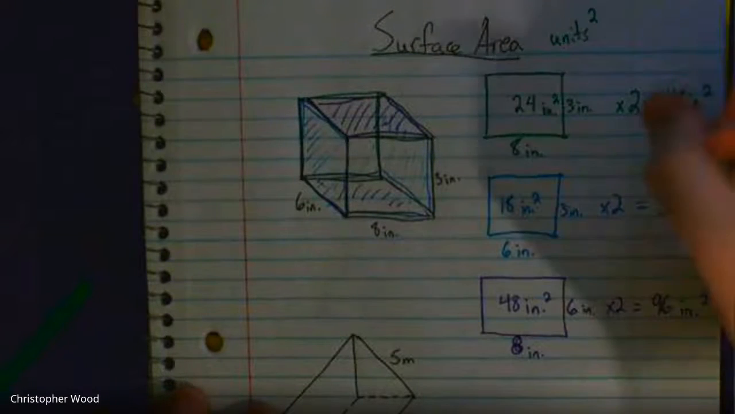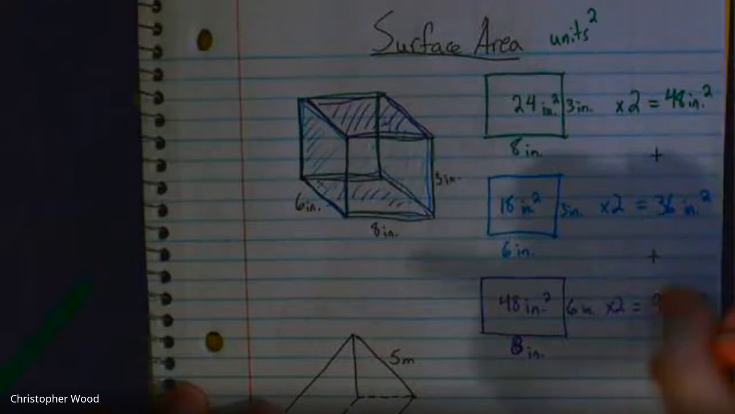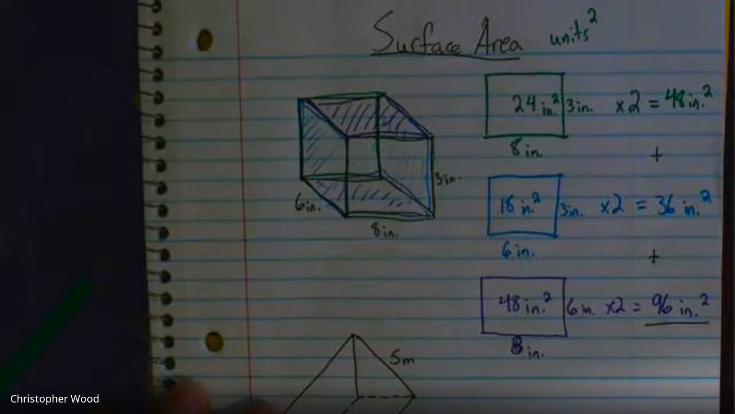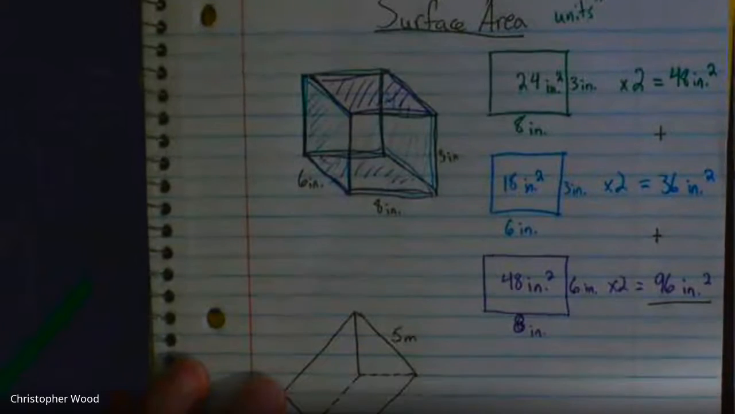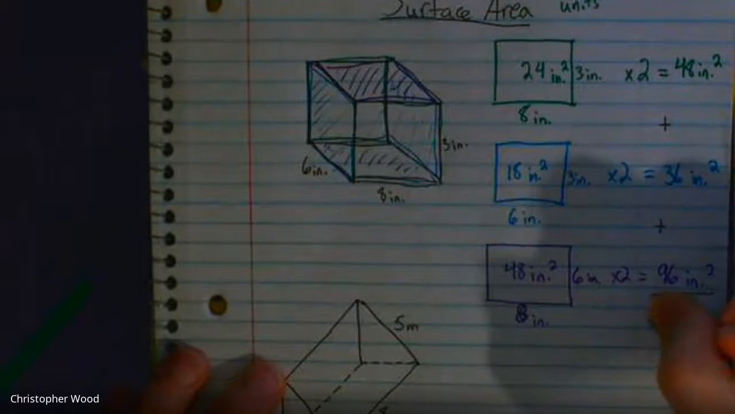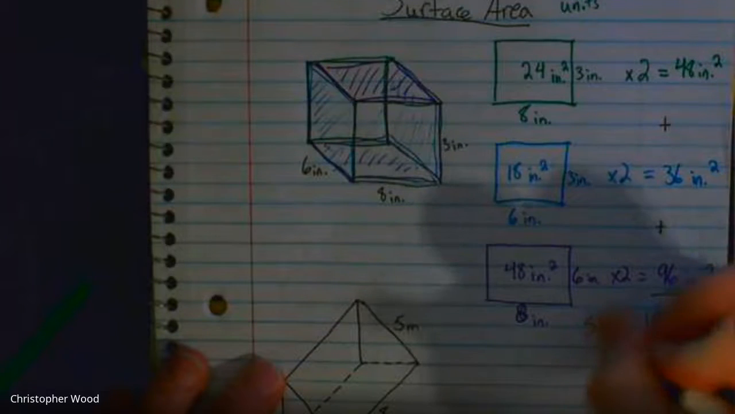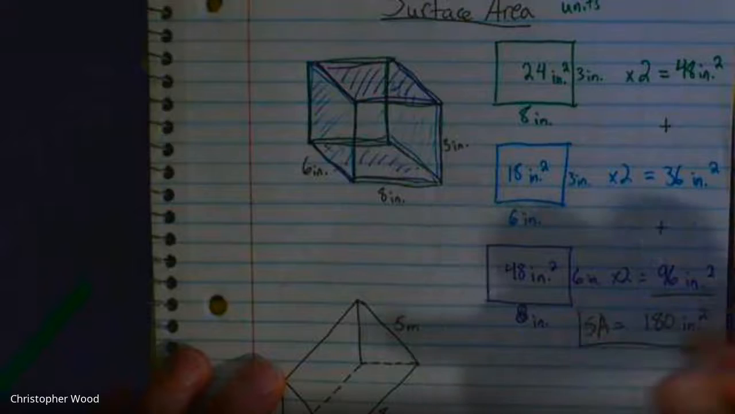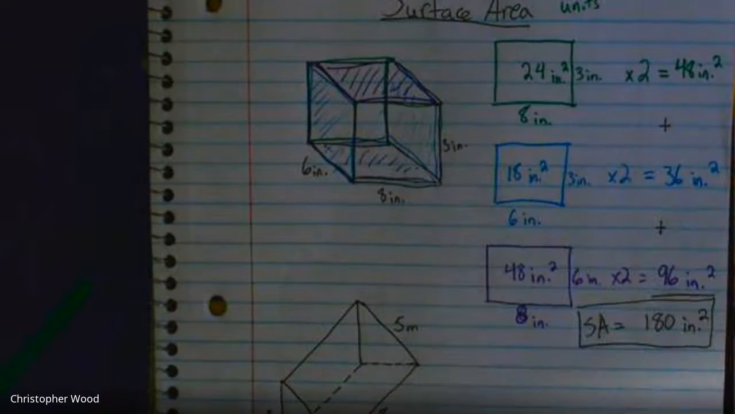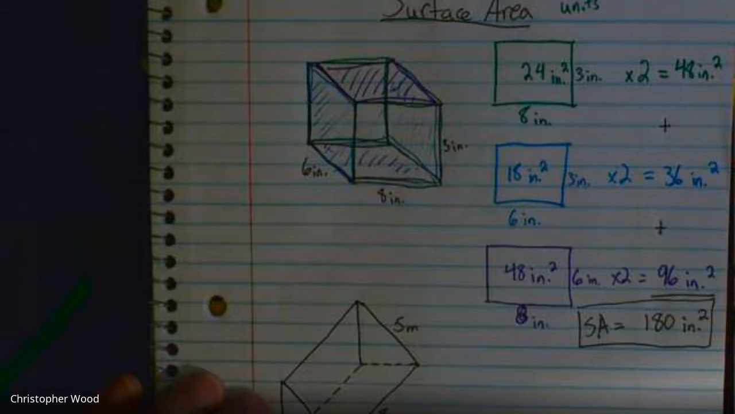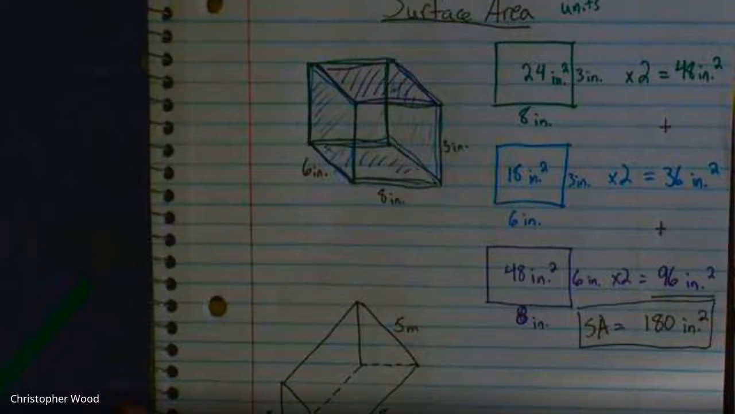So how much altogether? We find the sum of all of those pieces, which means you add them all together. So 48 plus 36 plus 96 all together will give me 180 inches squared. So the surface area, SA, for this figure is 180 inches squared. And that's what surface area is. It's finding all the different pieces, breaking them down, and adding them together after you find the area. So break it down into a smaller shape we know how to deal with, and we're good to go.